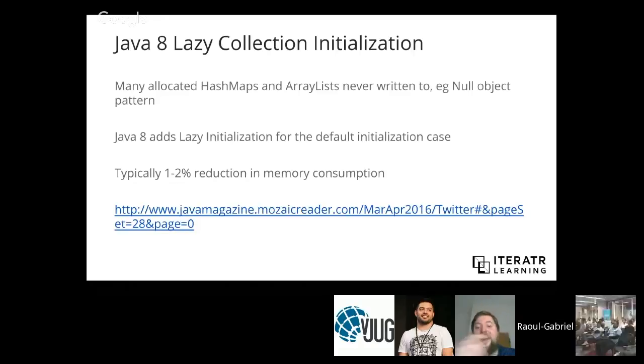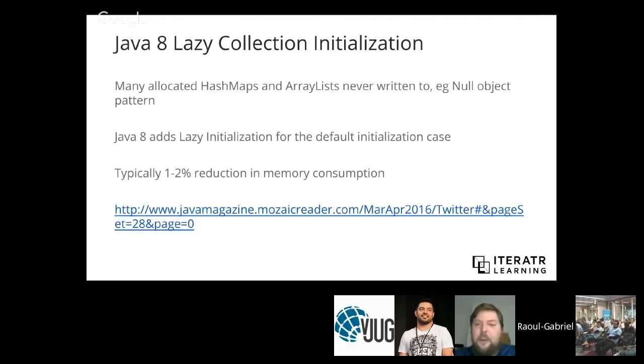Yes. So, Richard, the first thing, lazy collection initialization. Lazy collections initialization, exactly. So it turns out that a lot of uses of both hash maps and array lists are never actually written to. So superficially, this might seem a bit crazy. Why would you have a hash map or array list, but you never use it?